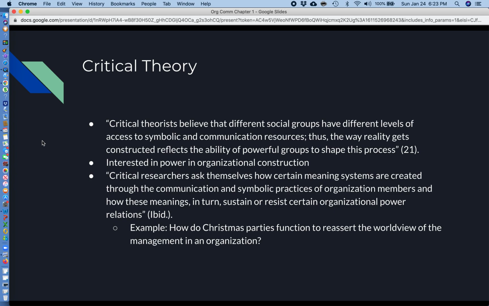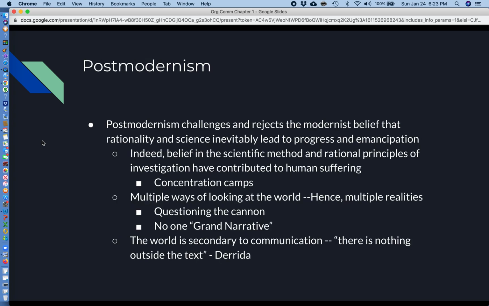And it's not just a question of rules, obvious rules in a rule book. An example might be, how do Christmas parties operate to reassert the worldview of the management in an organization? There are rules and practices and rituals that we engage in all the time that help to maintain the power structure. And Christmas parties would be an example that we could talk about later in the semester. So we take a critical approach.